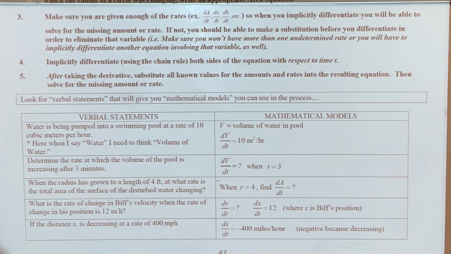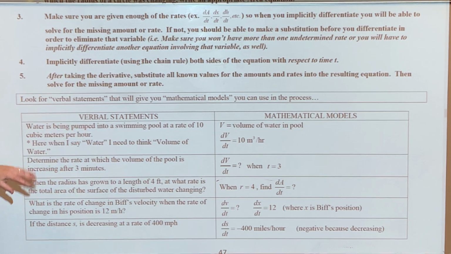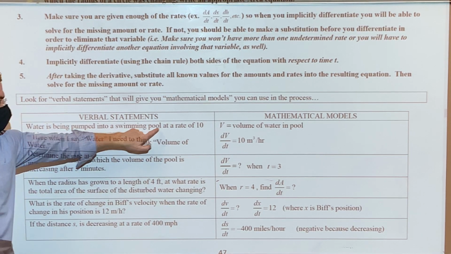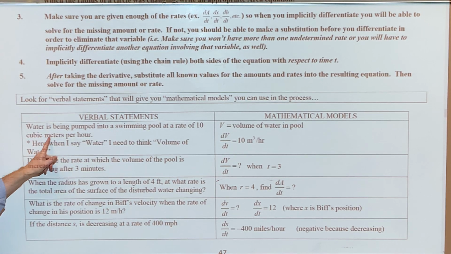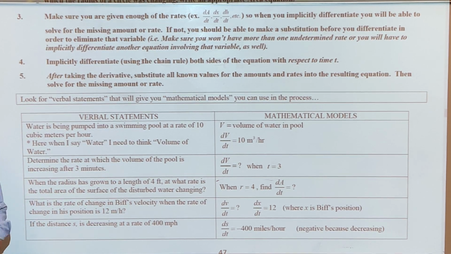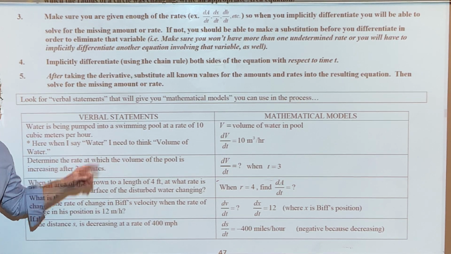All right? So, verbal statements. Let me just give you some practice on these. Water is being pumped into a swimming pool at a rate of 10 cubic meters per hour. So what am I talking about when I say water is coming in at 10 cubic meters? What value?